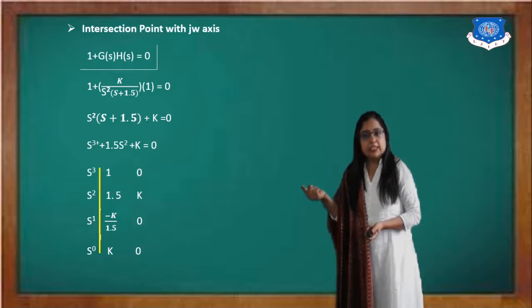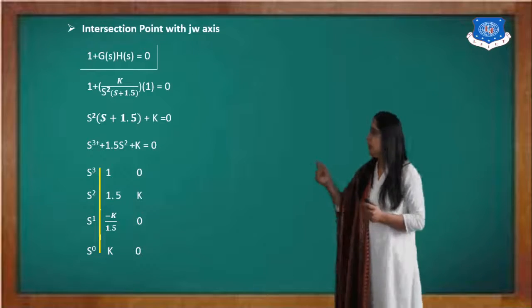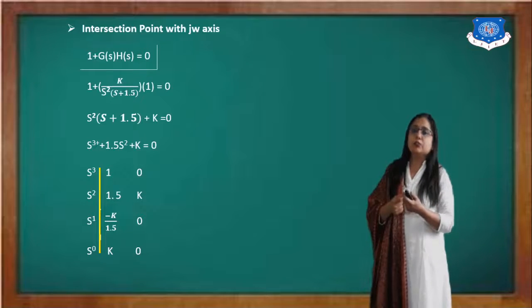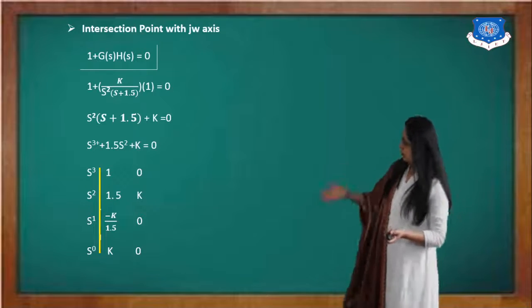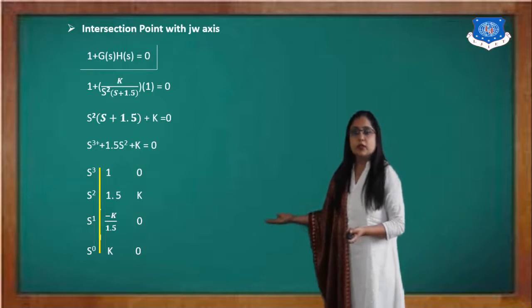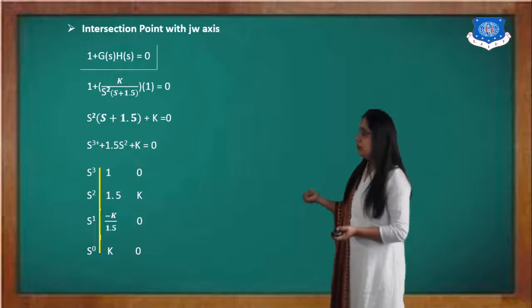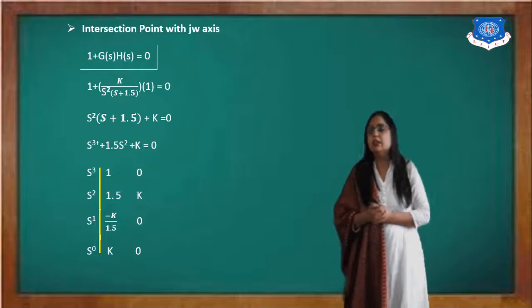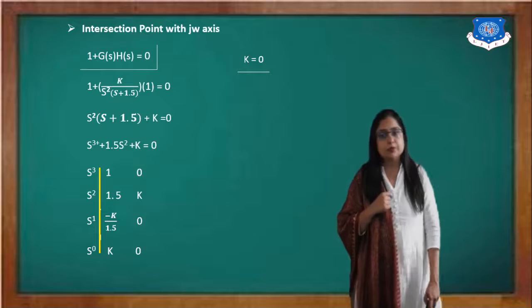Now, can we make that s squared row equal to 0? Again, the answer is no. Why? Because I have a constant 1.5. If I put k equal to 0, then 1.5 remains as it is. Now the next row, that is s raised to 1. Already that is 0, right? Now if I want to make k upon 1.5 equal to 0, then I need to substitute the value of k equal to 0.